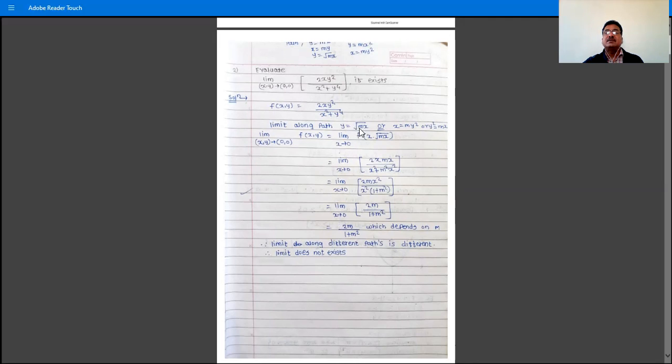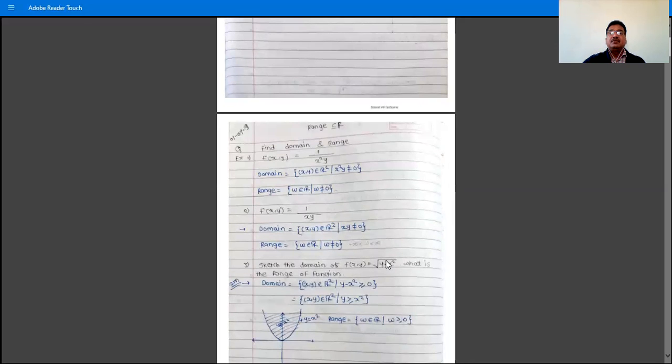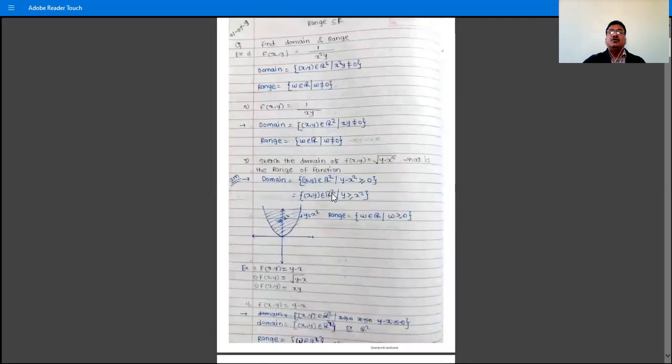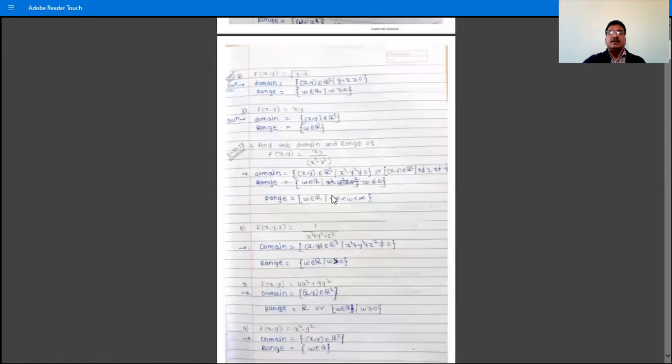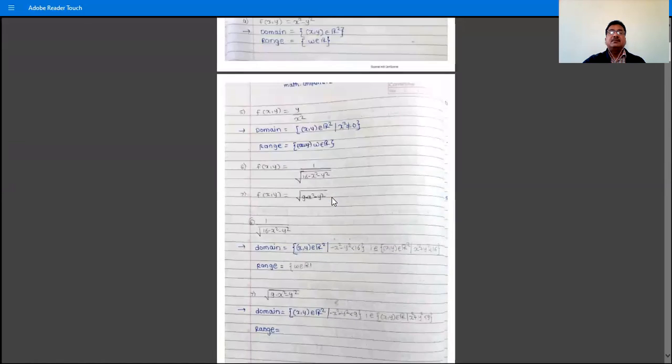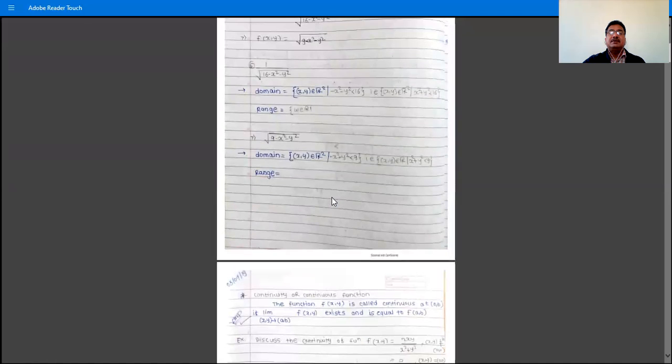So take the path y is equal to root mx, or x is equal to my square. If you take x is equal to my square, then this is the limit as y tends to 0 of f at x as my square comma y, and then we have the answer depending on m. So this is the problem on range and domain. We will see these problems after completion of the limit topic.